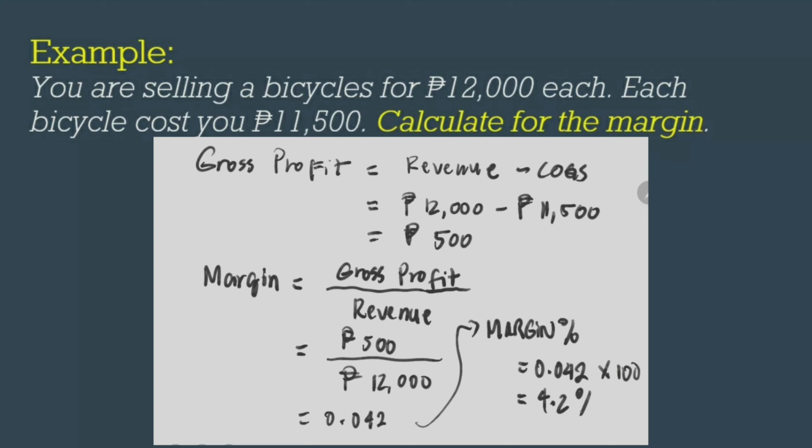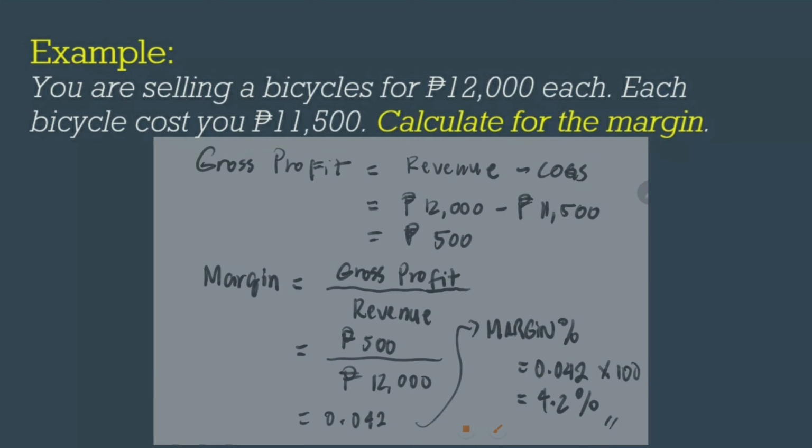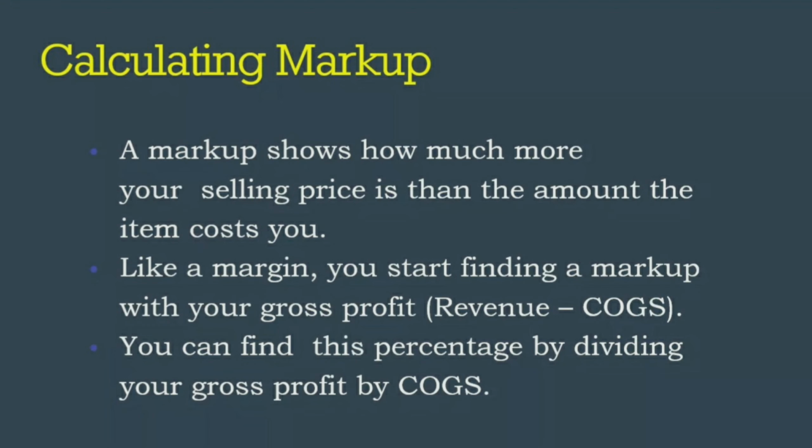That means you keep 4.2% of your total revenue. Ibig sabihin din nun, meron kang 0.042 sa kada piso na meron ka dun sa revenue. So here we're trying to calculate for markup. So these are the things you have to consider.